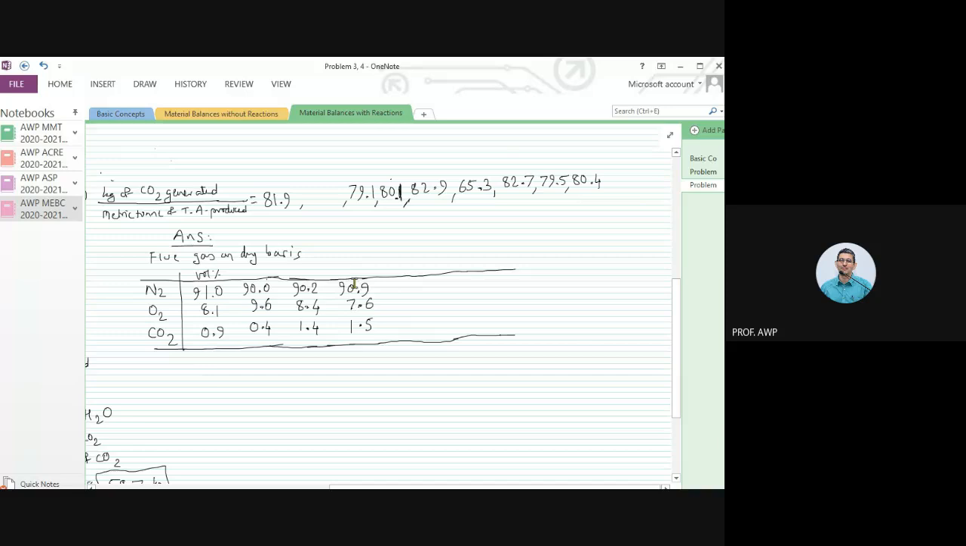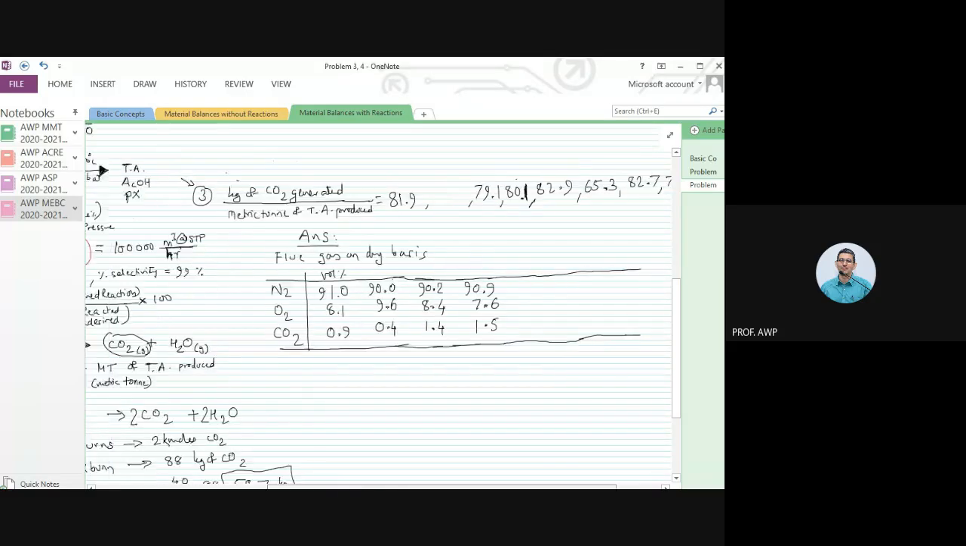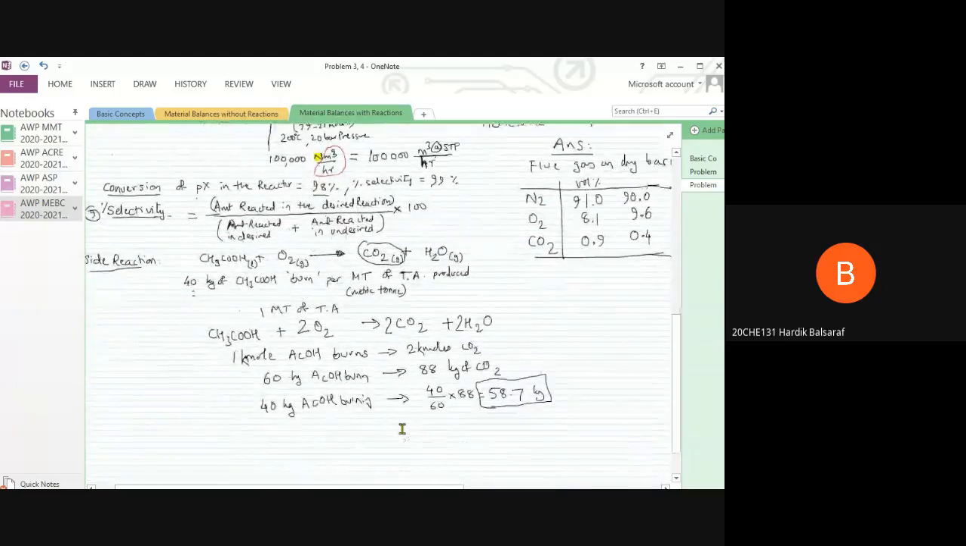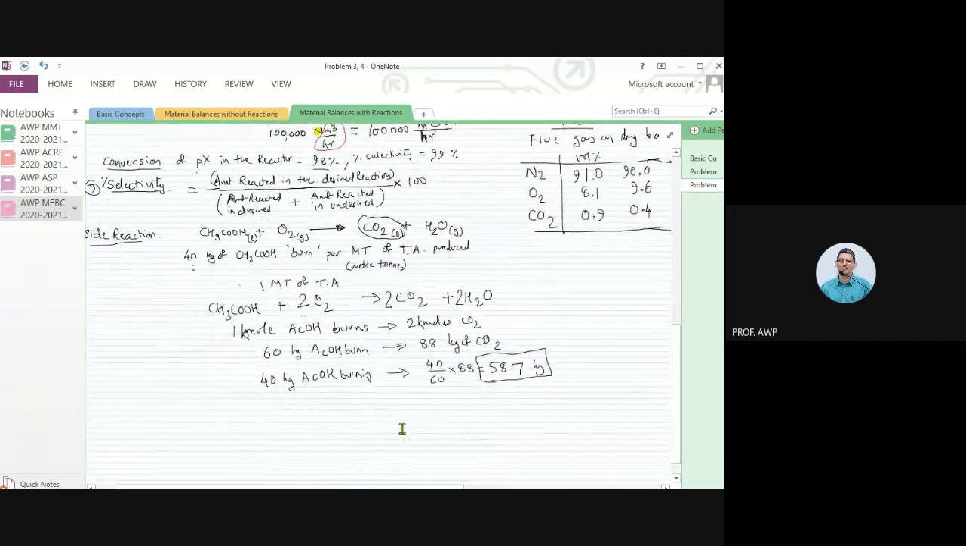Okay. Do you people need more time, or should we start solving? How much more time, Hardik? 5 minutes. All right. So one problem is taking now more than 1 hour.